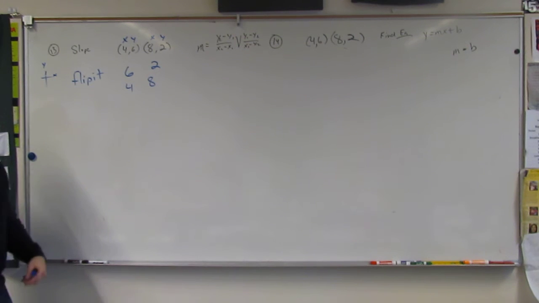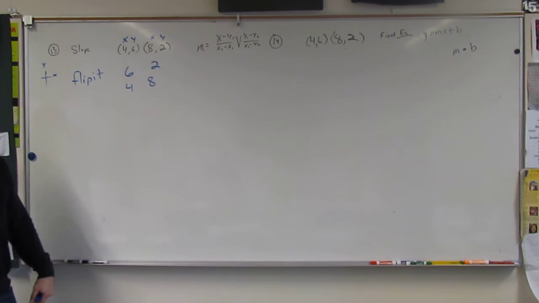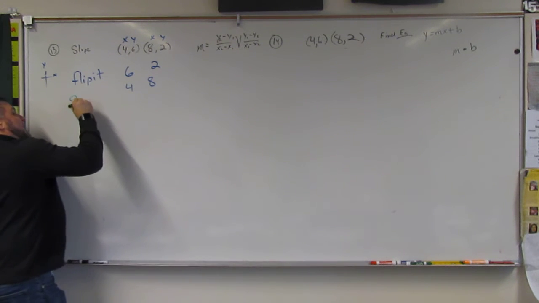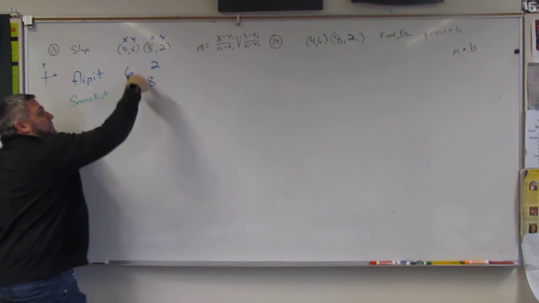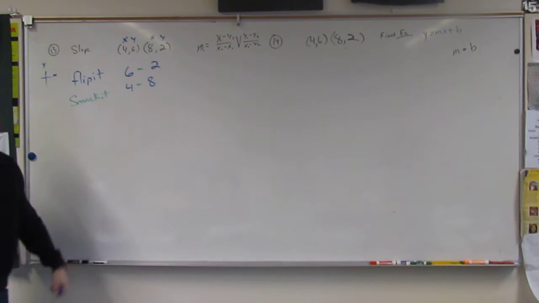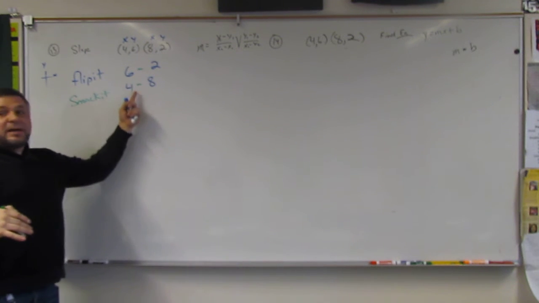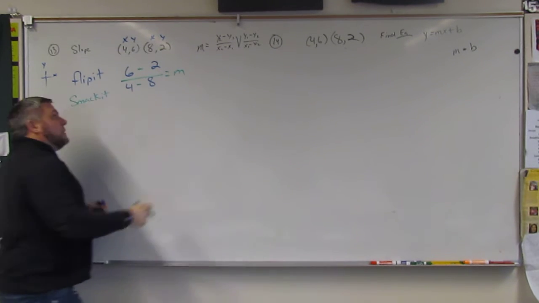So you remember, smacking turns a negative into a positive, but it also turns a positive into a negative. Okay? So you smack it. These are both positives, and it turns them both into negatives. So always in the middle, smack, smack. Okay? It's that simple. And it equals m.